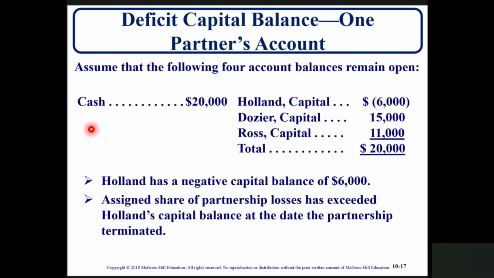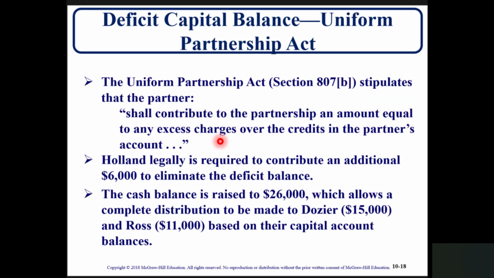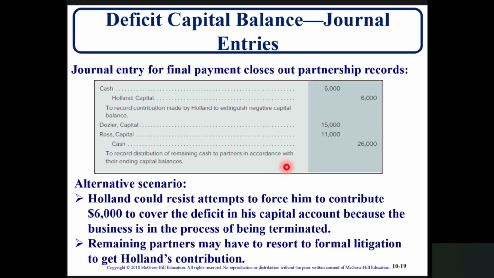So here they're saying that Holland is required to pay the difference in his capital account to bring it to zero. And so once he does that, they'll have enough cash to actually pay out Dozer and Ross exactly what they're due.